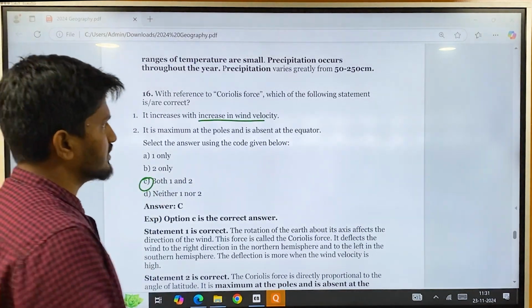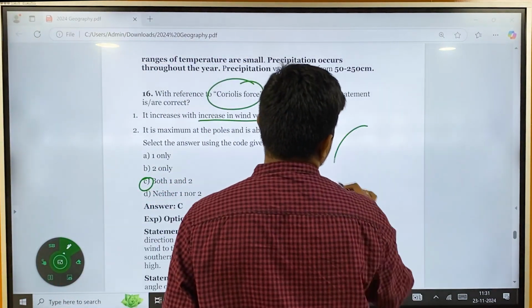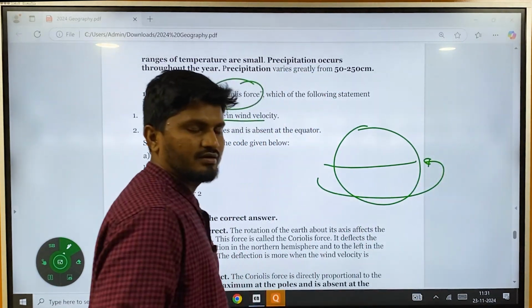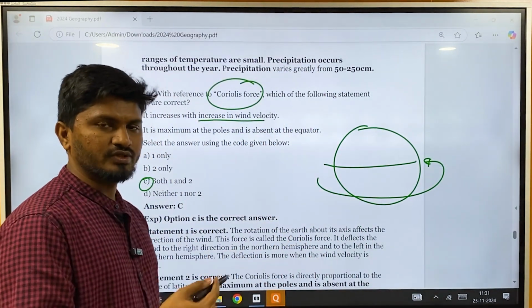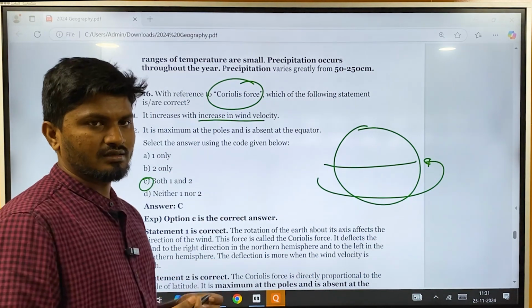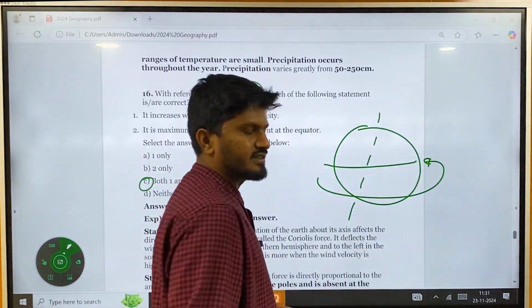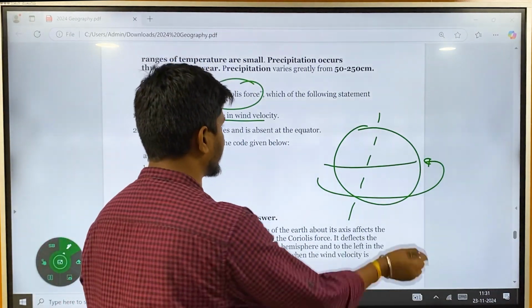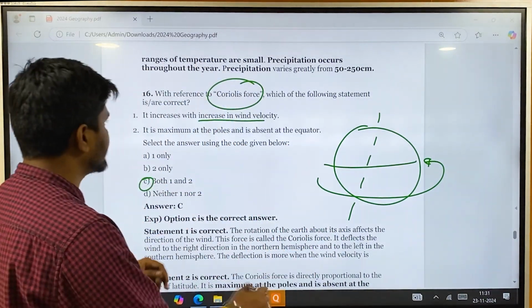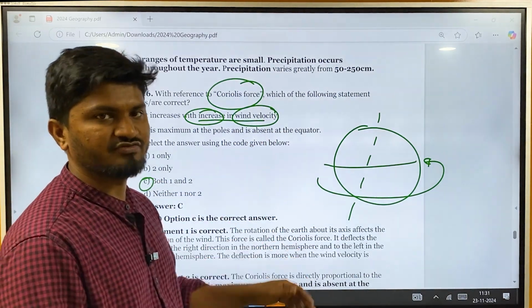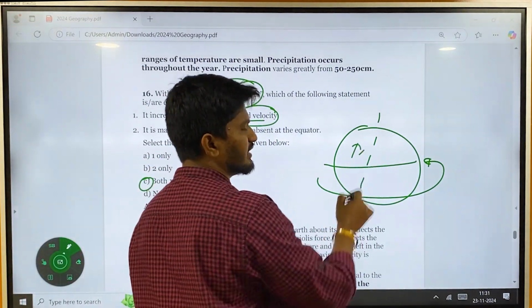What is Coriolis force? The force is associated with the rotation of Earth. We know that Earth rotates around its own axis, and it also revolves around the sun. When it is rotating around its own axis, it is creating a certain force. That force is known as Coriolis force. Because of this force, the wind velocity increases. Where there is higher Coriolis force, the wind velocity will be higher.